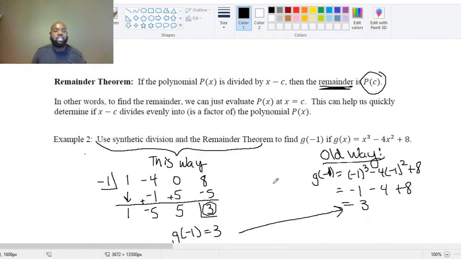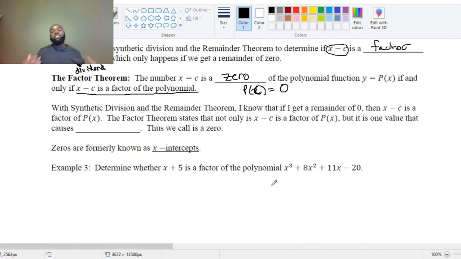And so I'm using all of that together with synthetic division in order to help me figure out what a 0 of my polynomial is. With synthetic division and the remainder theorem, I know that if I get a remainder of 0, then x minus c is a factor of the polynomial, because if the remainder is 0, then x minus c divides evenly. The factor theorem states that not only is x minus c a factor of the polynomial, but it is one value that causes my polynomial p of x to equal 0. Thus, we call it a 0.